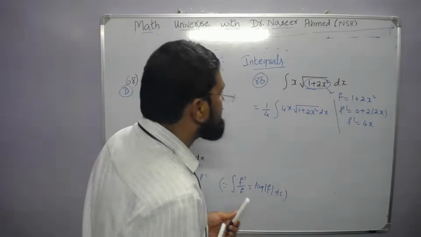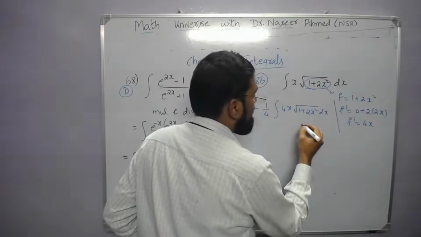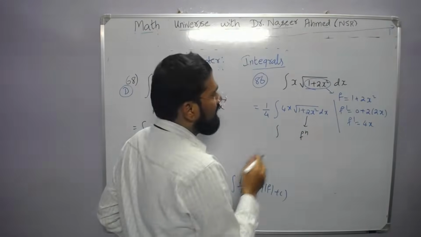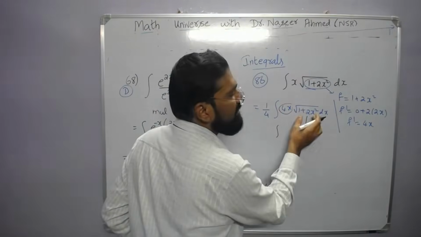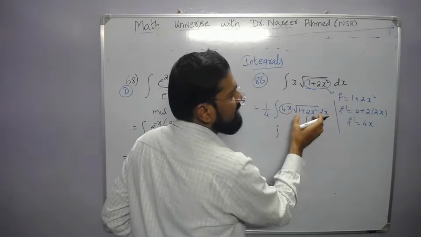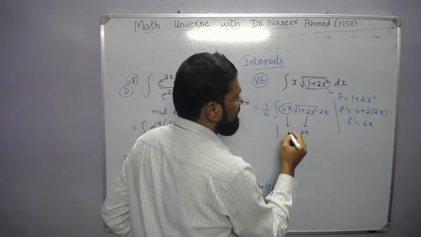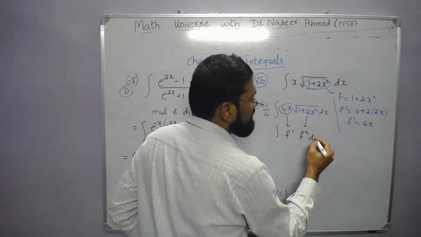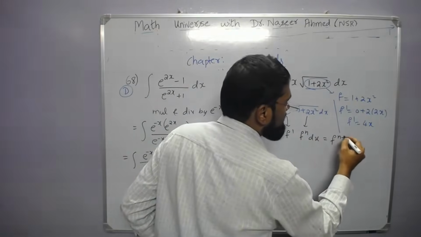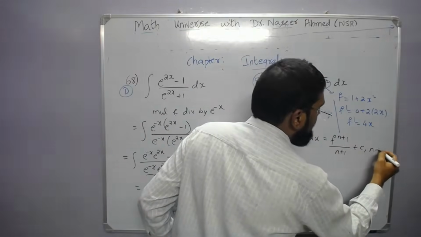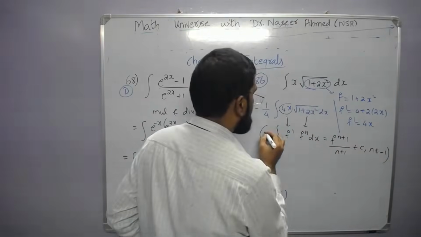Now this is our f. One more formula I'm giving, f power n, and this is the derivative of this. You can see f is taken as this term, and then f dash of this is 4x. Nothing but this is our f dash. So the answer for this will be f power n plus 1 divided by n plus 1 plus c, where n is not equal to minus 1.